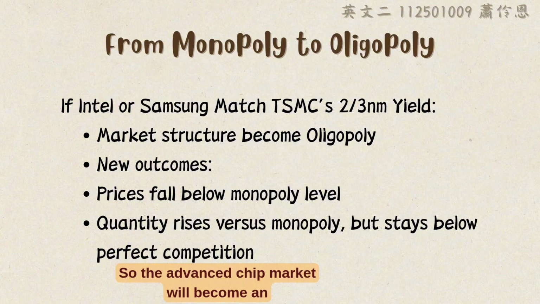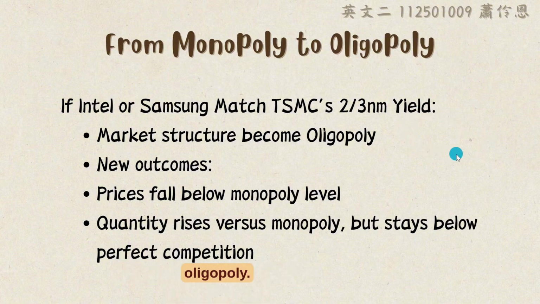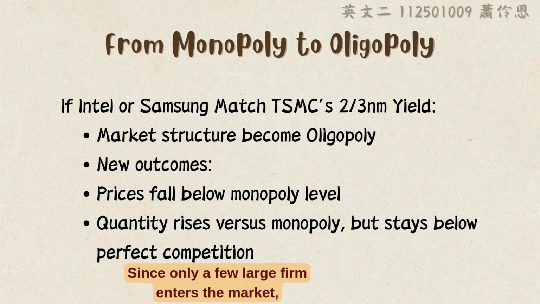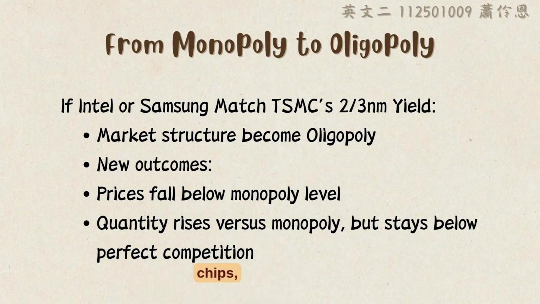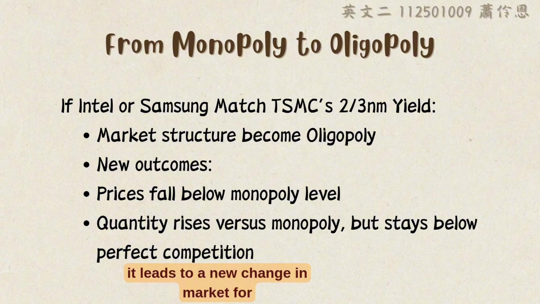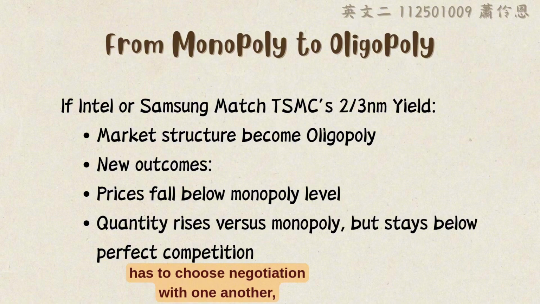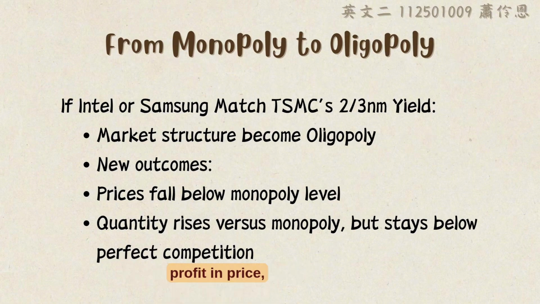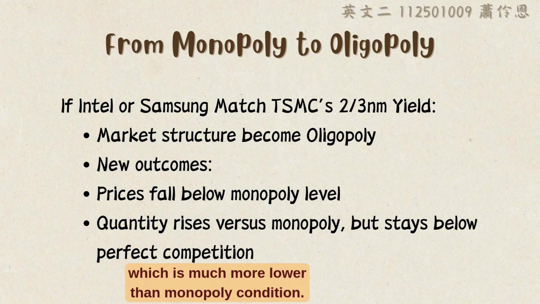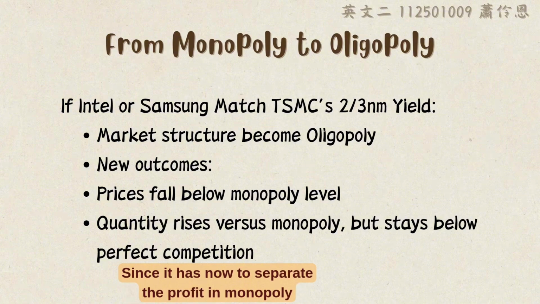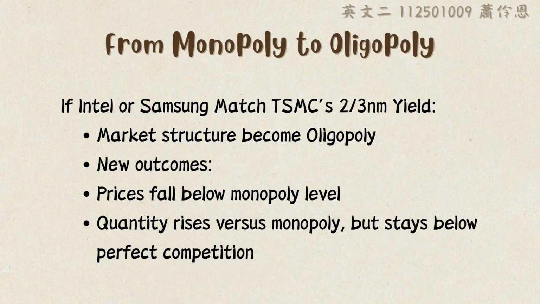So the advanced chip market will become an oligopoly. Since only a few large firms enter the market, but they all offer similar products of advanced chips, it leads to a new change in the market for profit-maximizing price and quantity. Instead of pure monopoly pricing, both companies, the rival company and TSMC, have to choose negotiation with one another, for example, collusion. So under such negotiation, the individual firm will reach its profit-maximizing point in price, which is much lower than under monopoly condition, since it now has to split the monopoly profit between the two.